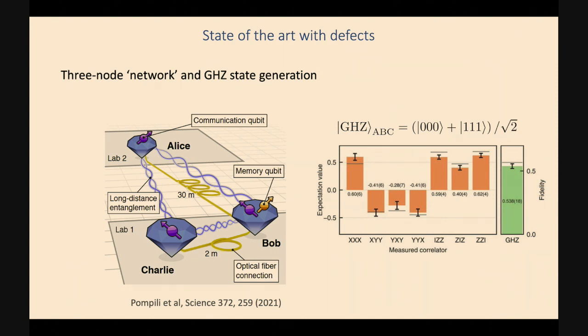This relatively recent paper showed a 3-node network, in quotes, because this was in labs, basically in the same building. You see the longest distance here is 30 meters. But it was a proof of principle demonstration of a genuine 3-qubit entangled state, known as a GHZ state, shown over here. You can think of this as a way to generalize the Bell state for 3 qubits. They did measurements of different combinations of Paulis, where they showed that with a somewhat high fidelity, they had the state they were going for.